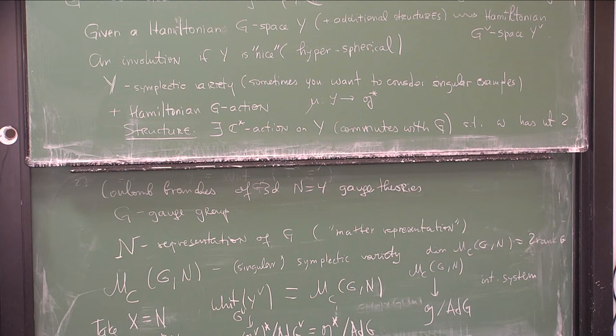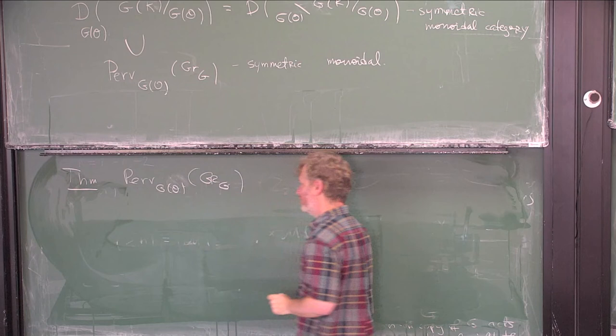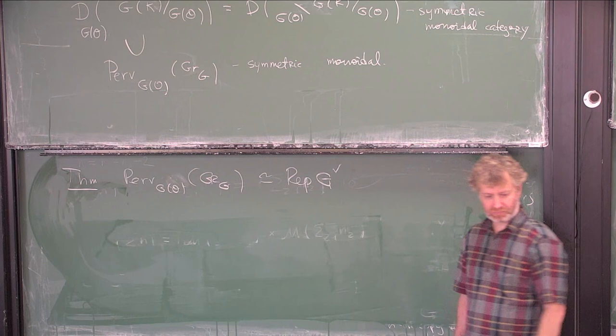So, the theorem, which is kind of pretty well known, says the following. What is this category of perverse sheaves? This is non-derived geometric Satake. And this category is canonically equivalent to representations of the group G. That's the easy part of the theorem.